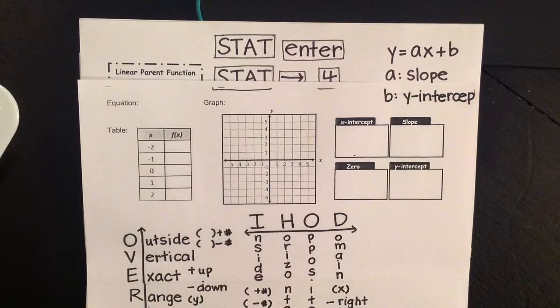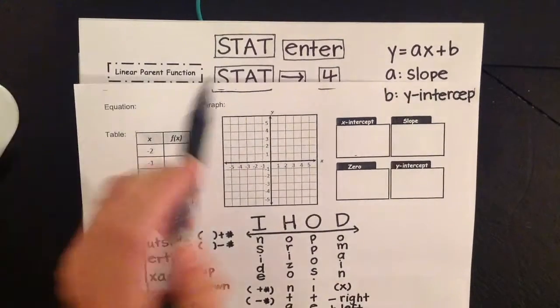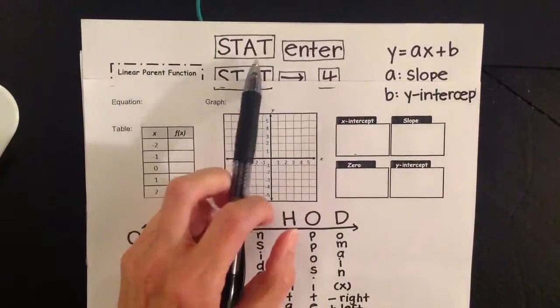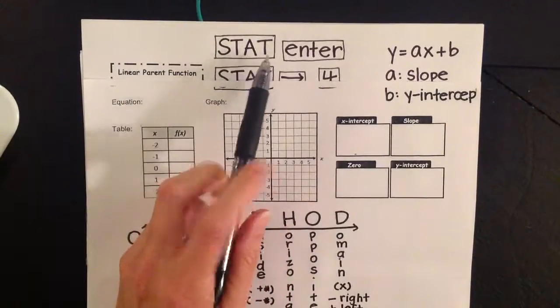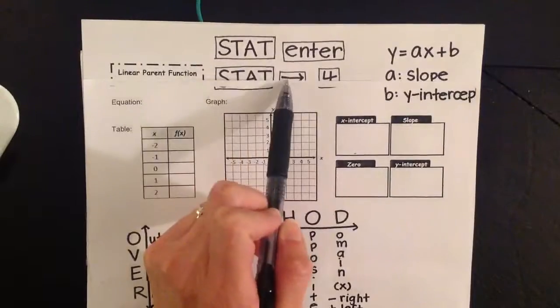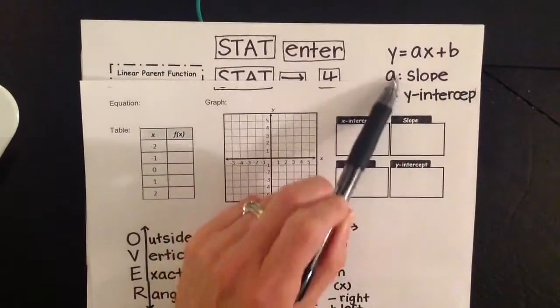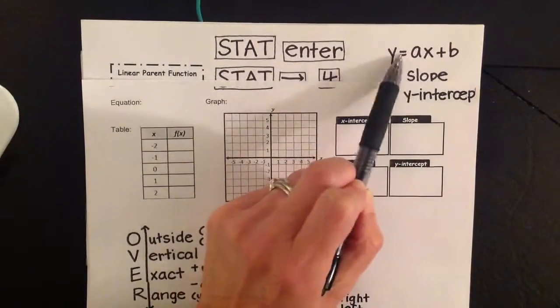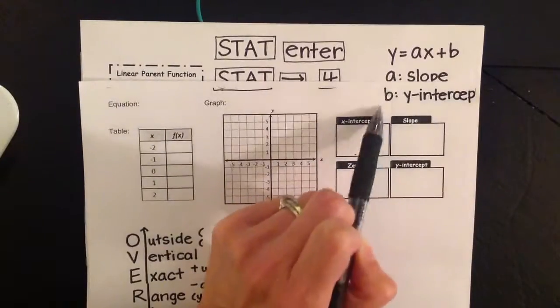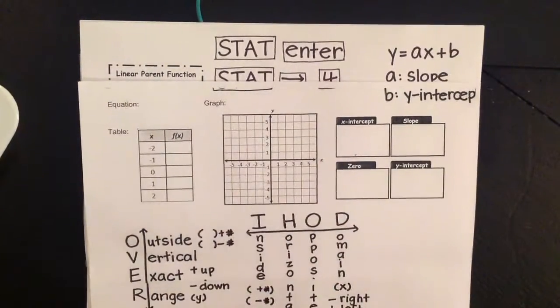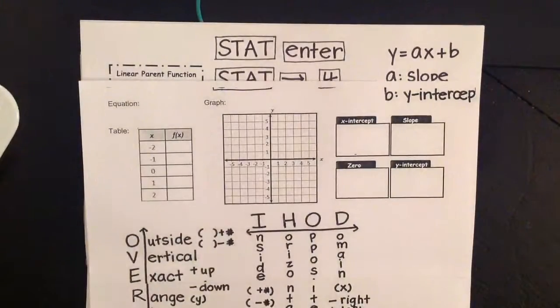Okay, we're going to talk about the linear parent function. Just remember, to get the equation for a line in your calculator, press STAT, arrow over, and pick option 4. Then you should see y equals ax plus b, where a is your slope value and b is your y-intercept.